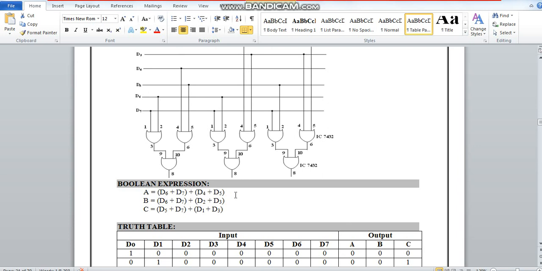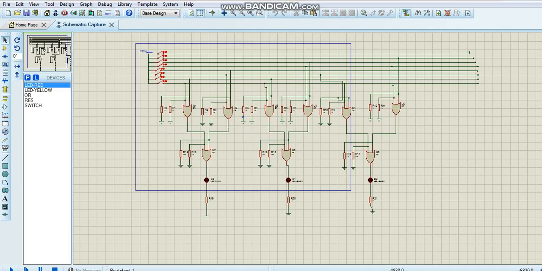Yes, since it is addition, you have to use an OR gate here. OR gates will be used and its output will be justified. Now the same is simulated in PROTEUS software.